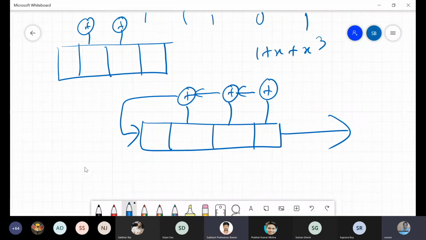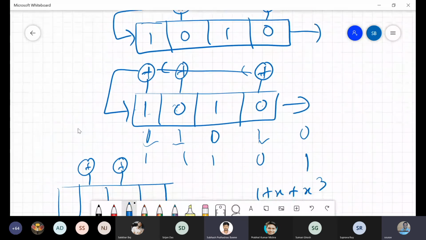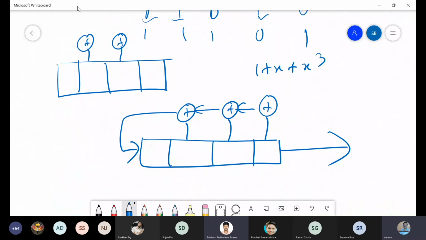Try this one. Last one, this two. Can you try this one?